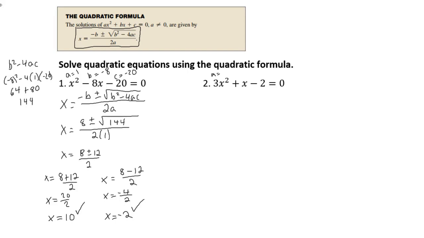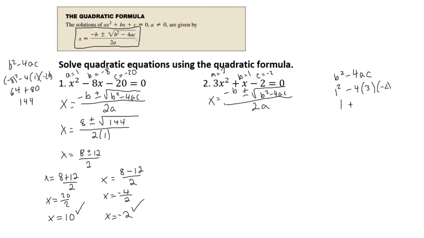Let's identify our a as 3, our b as 1, and our c as negative 2. So when we plug in, and again, I always rewrite my formula, so that way it helps me remember where to plug in directly, all over 2a. I like to do my discriminant on the side. So that's 1 squared minus 4 times 3 times negative 2. So that's 1 plus 24, which gives me 25.